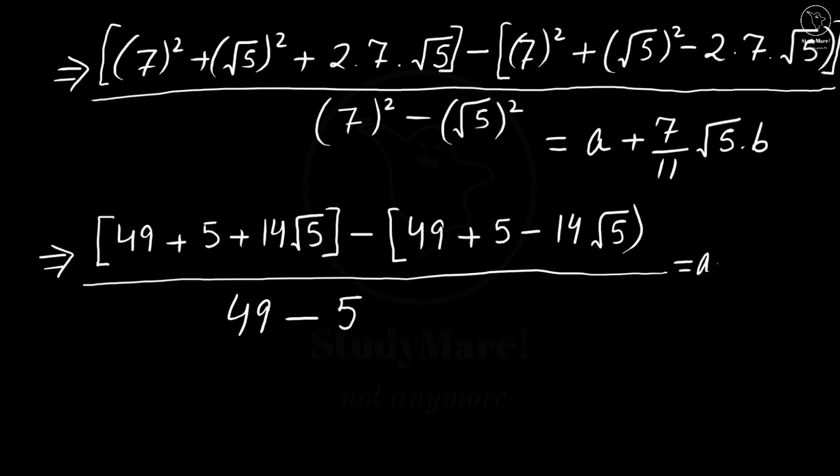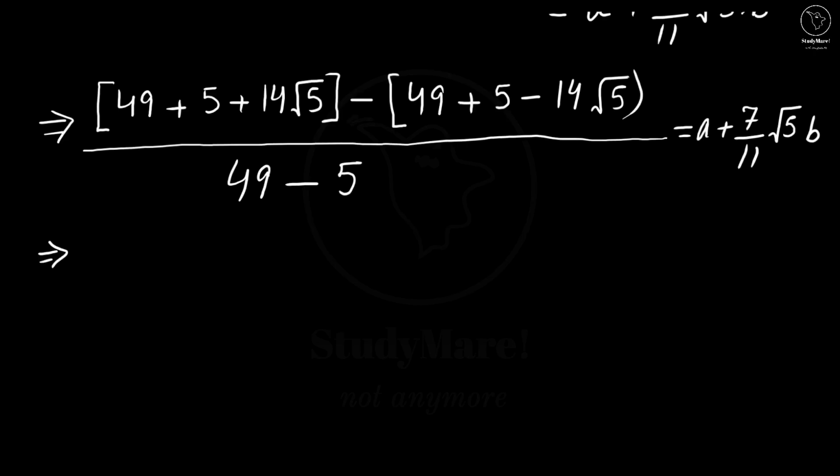Just copy it down. No changes as yet. 7 by 11 root 5 into B. Now let's open the brackets. 49 plus 5 plus 14 root 5.